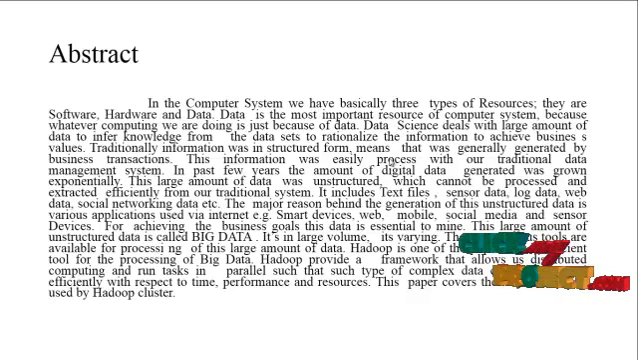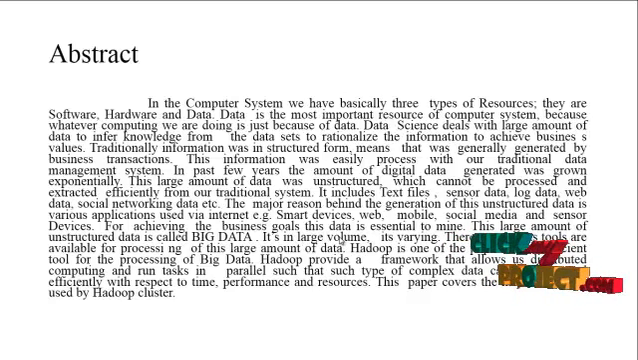Traditional information was in structured form, generally generated by business transactions. This information was easily processed with our traditional data management systems. In the past few years, the amount of digital data generated has grown exponentially. This large amount of data was unstructured, which cannot be processed and extracted efficiently by our traditional systems. It includes text files, sensor data, log data, web data, social networking data, etc. The major reason behind the generation of this unstructured data is the various applications used via the internet, for example smart devices, web, mobile, social media, and sensor devices.